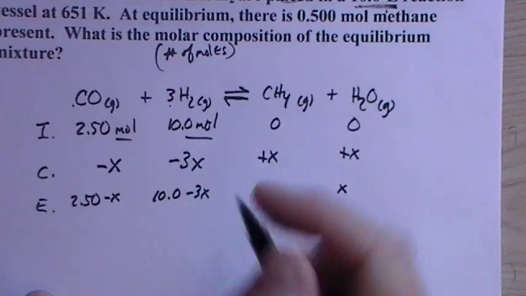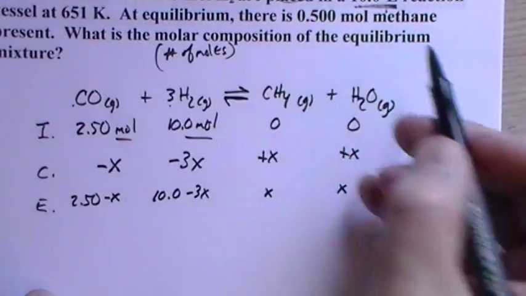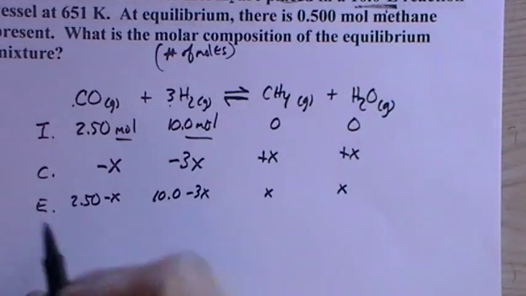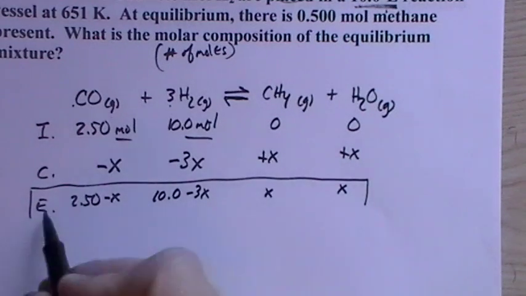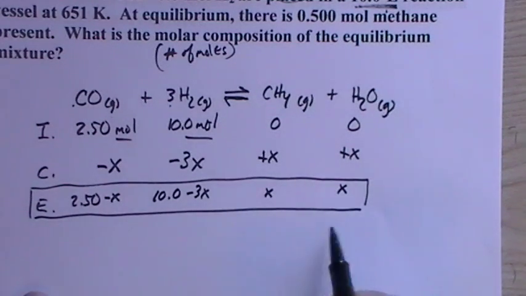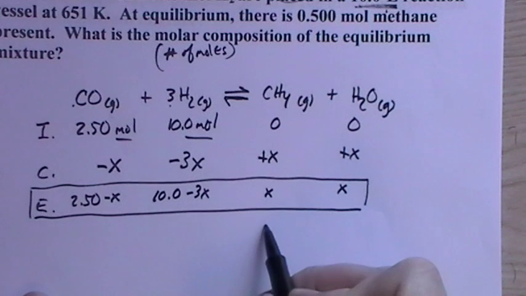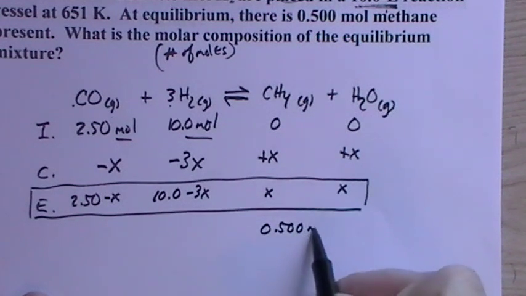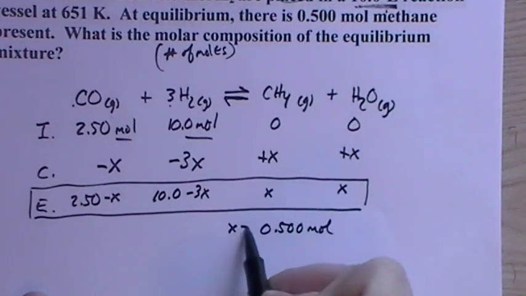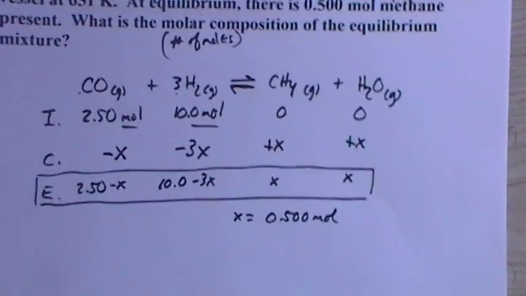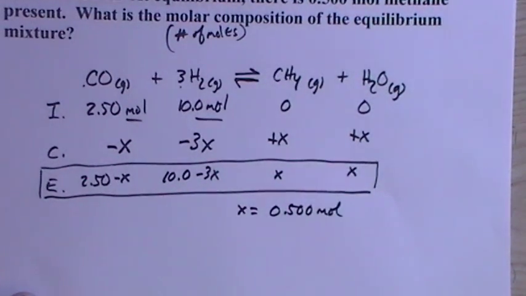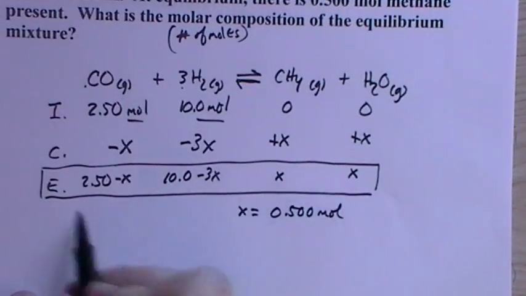And then they say at equilibrium there's 0.5 moles of methane. Well, the methane that we have at equilibrium, that's what this bottom line is. They said that methane, we have 0.5 moles. Well, we also know that we have x, so x must be equal to 0.5 moles. So since we know what x is now, we can carry it through here.